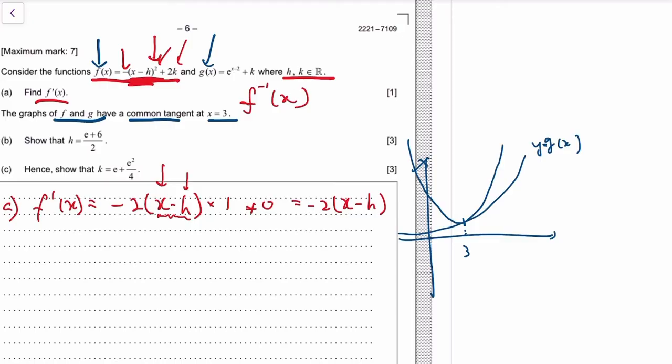And so if we draw the tangent to both curves, if we draw the tangent to f and the tangent to g, it happens to be exactly the same line. That's the meaning of a common tangent. What I mean is the tangent would pass through the same point and also have the same gradient.